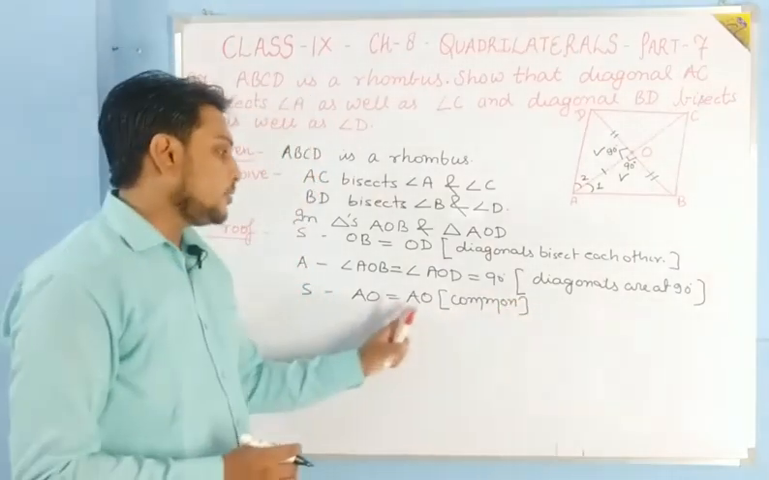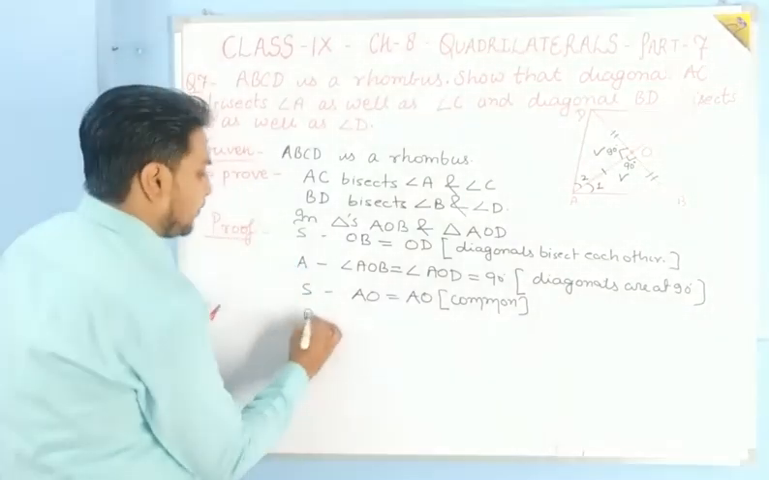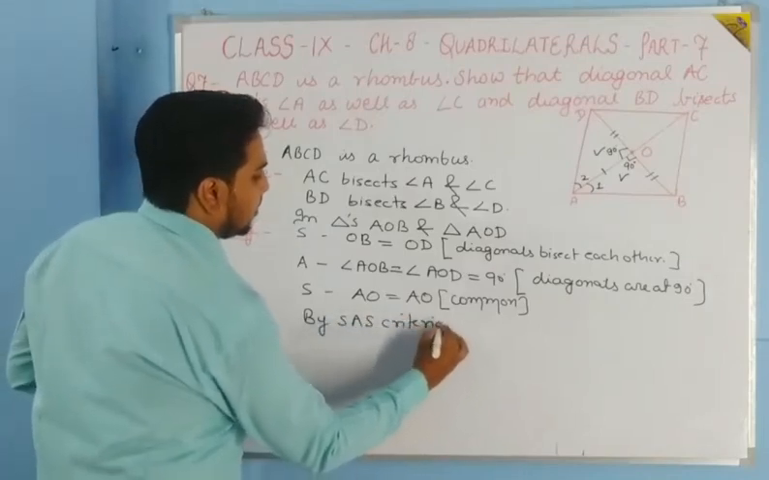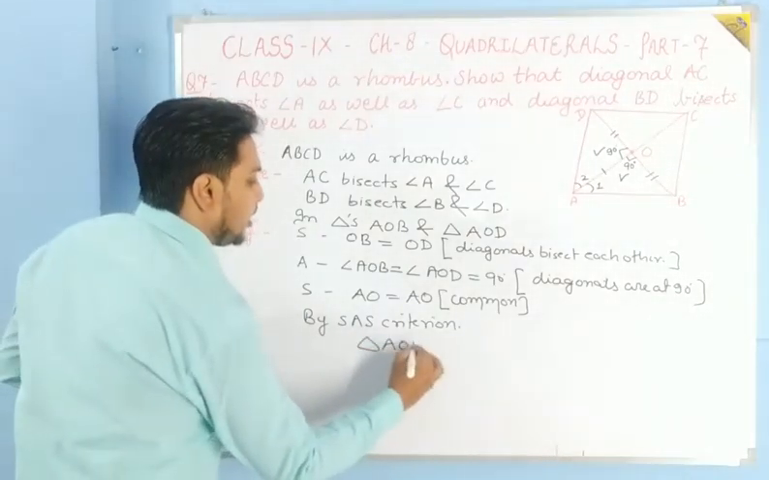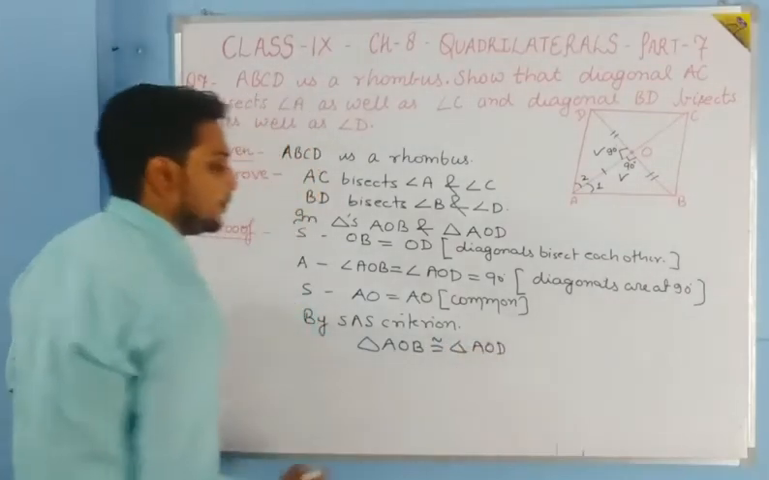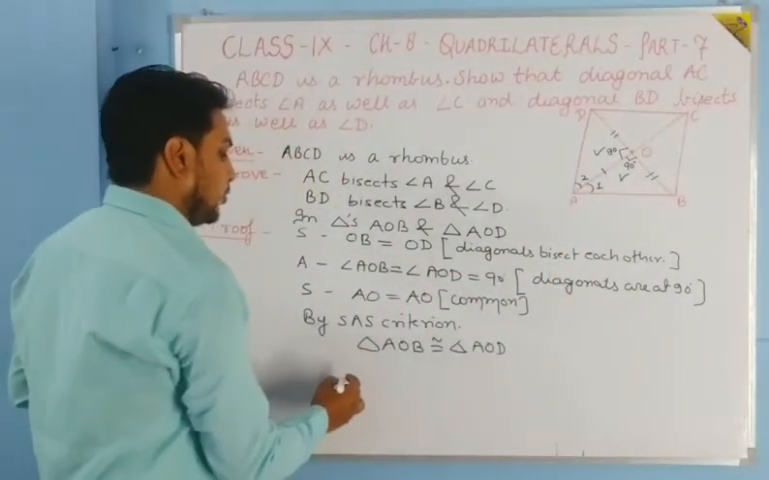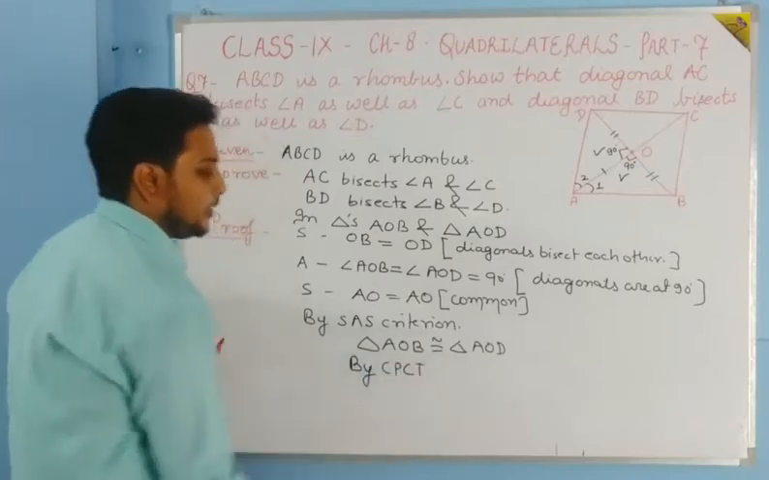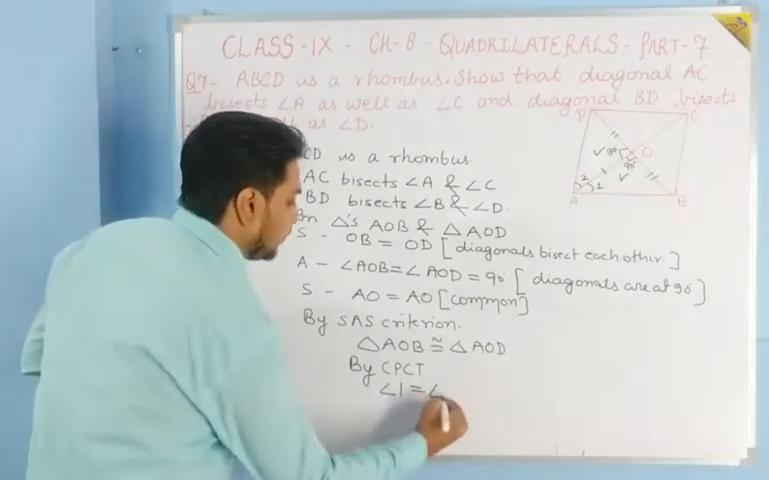The reason behind it is what? It is common. So students, by side angle side criterion, we can say that triangle AOB is congruent to triangle AOD. So students, if these two triangles are congruent, then I have told you earlier that by CPCT we can say that angle 1 is equal to angle 2.